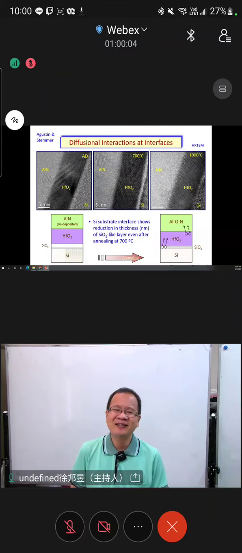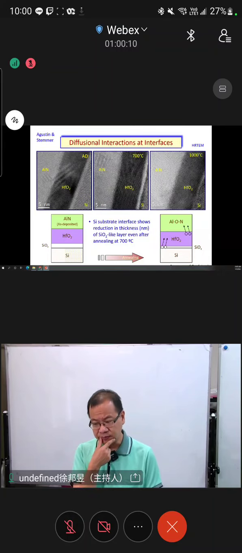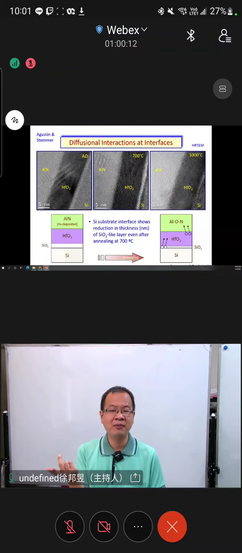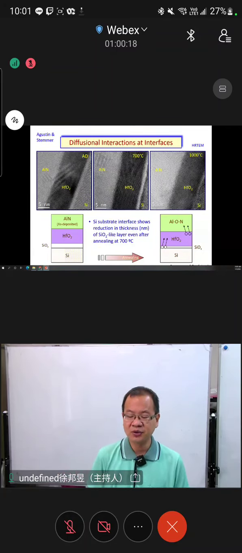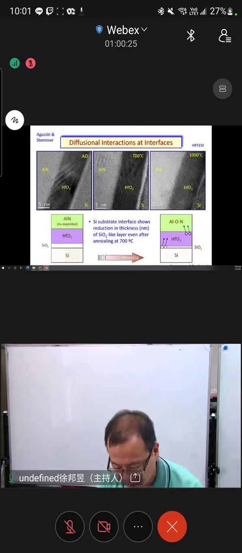Basically, most of the material cannot survive. But hafnium oxide can survive. So that's why hafnium oxide is a very popular dielectric in the modern electronics industry. And because your transistor is so small, you need something really strong to survive on nanoscale.